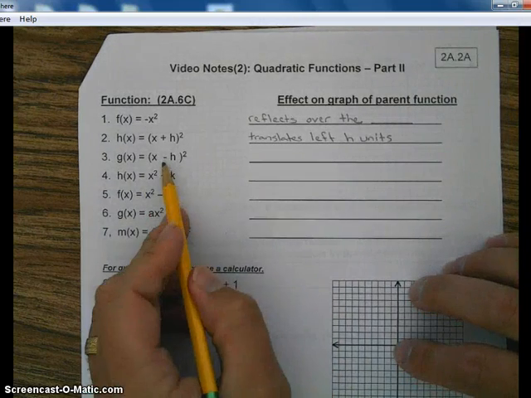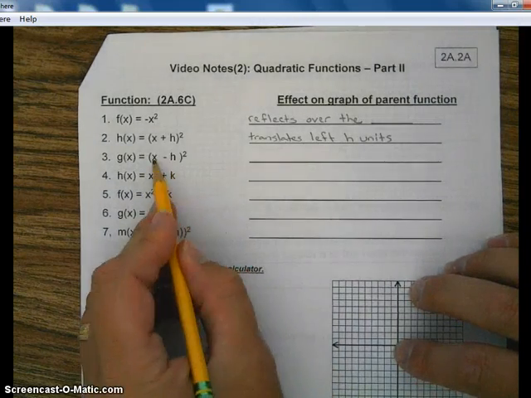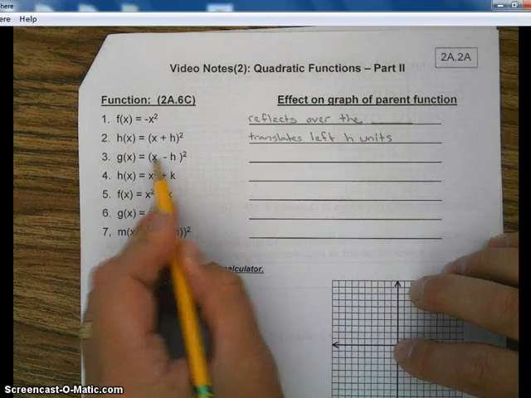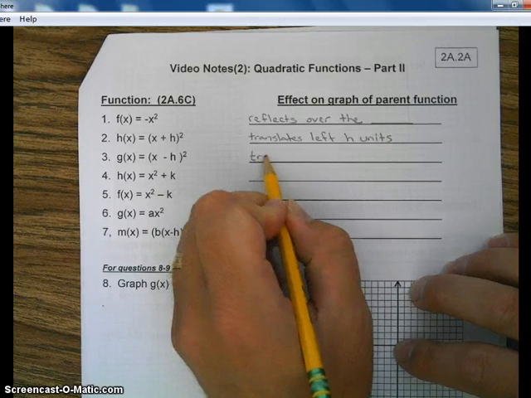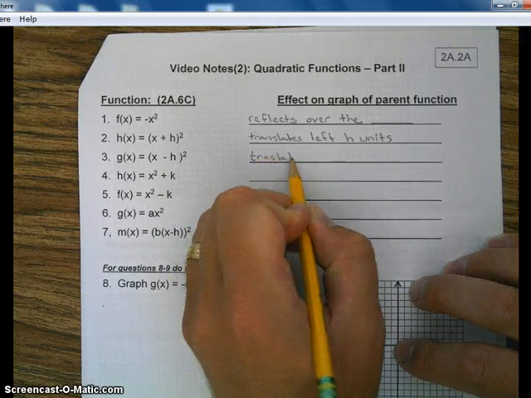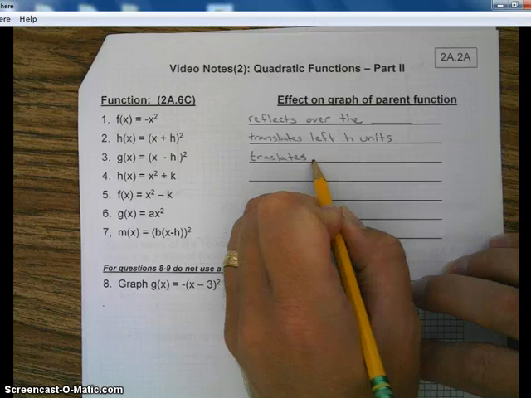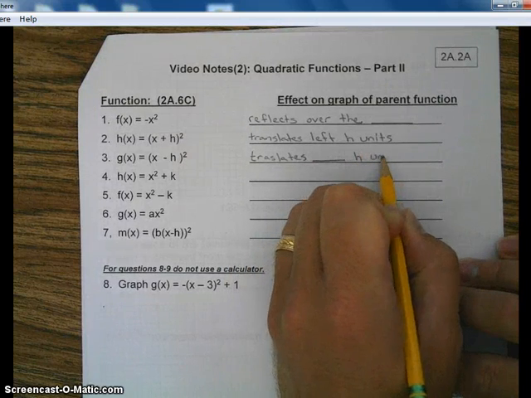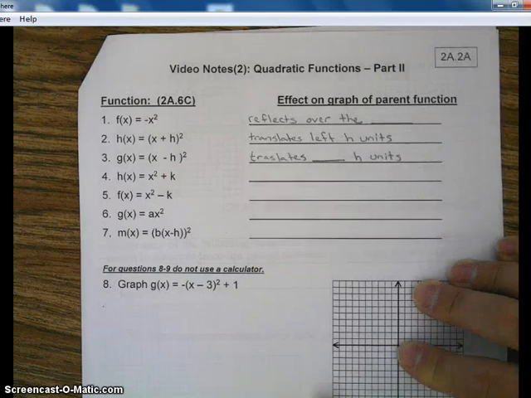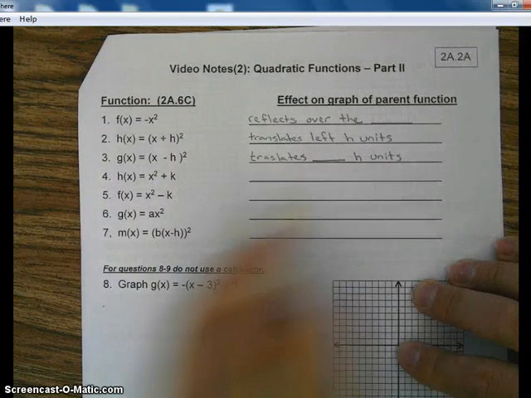And again here, this one, it's inside the parentheses, so it's going to affect the x values. So it translates blank h units, okay? I'll let you fill in that blank.